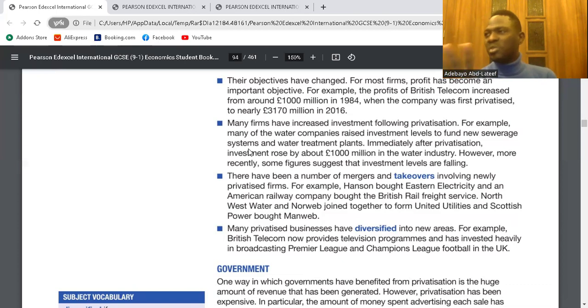Oh, they are used to producing laptop. Now we're not going to use this company to produce laptop. We're going to use it to start producing phones. Diversification. So privatization helps to bring diversification too. So businesses that have been privatized can change their objective, can expand, can take over, can diversify. Are they clear? Now go to government.